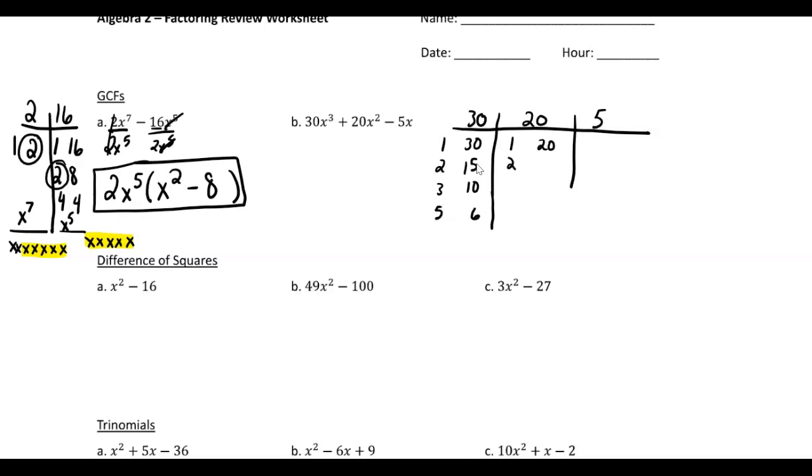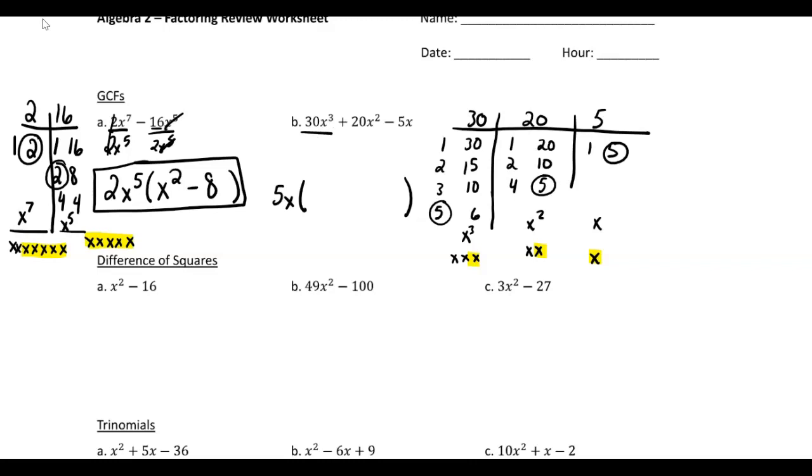So 1 and 20, 2 times 10, 4 times 5, and 1 and 5. So you're looking for the one that they all have. They each have a 5. They also each have a 1, but you're looking for the greatest one they have in common, and so that's why we're choosing 5. Now, out of x cubed, which is x times itself 3 times, x squared, which is x times itself twice, and x, they each can only pull out an x because there's only one here. So each time the greatest common factor is only x. So 5x is what we are factoring out.